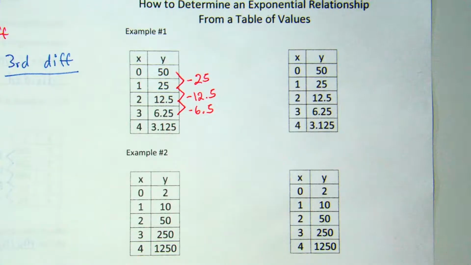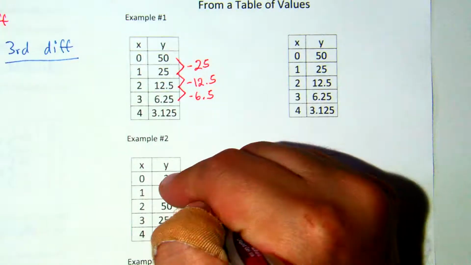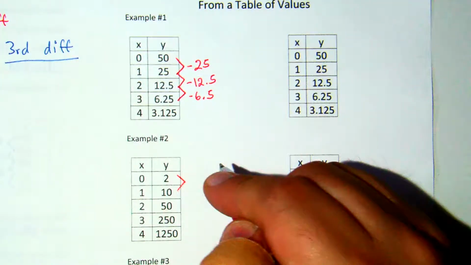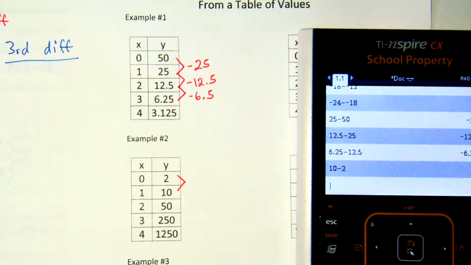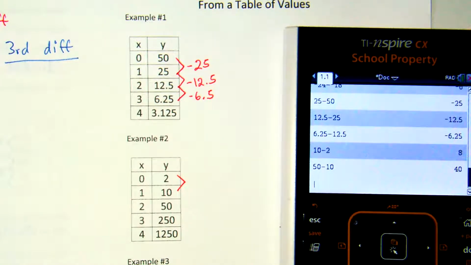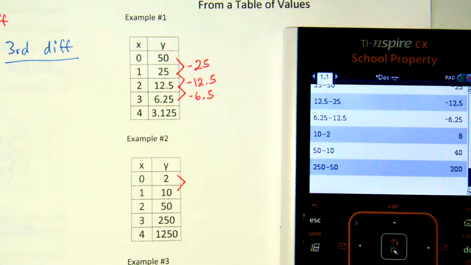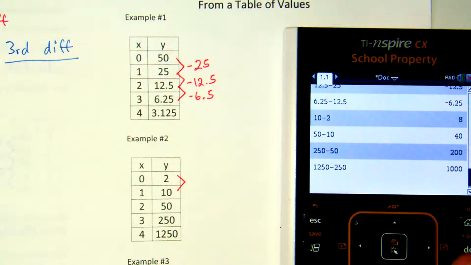So do we always get the exact same numbers? No, not necessarily, but you can still see an exponential pattern, something being multiplied or divided. So with the next one, 10 minus 2 is 8. 50 minus 10 is 40. 250 minus 50 is 200, and 1250 minus 250 is 1,000. Those are the values that we need right there.